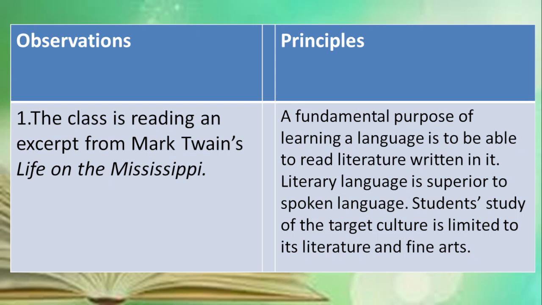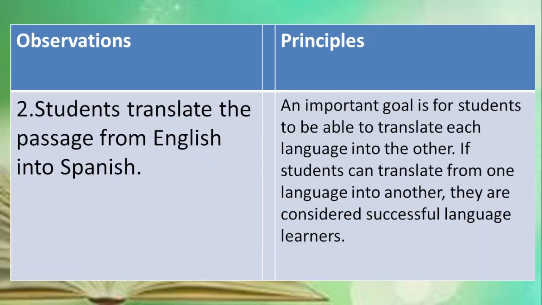1. The class is reading an excerpt from Mark Twain's Life on the Mississippi. A fundamental purpose of learning a language is to be able to read literature written in it. Literary language is superior to spoken language. Students' study of the target culture is limited to its literature and fine arts. 2. Students translate the passage from English into Spanish. An important goal is for students to be able to translate each language into the other.